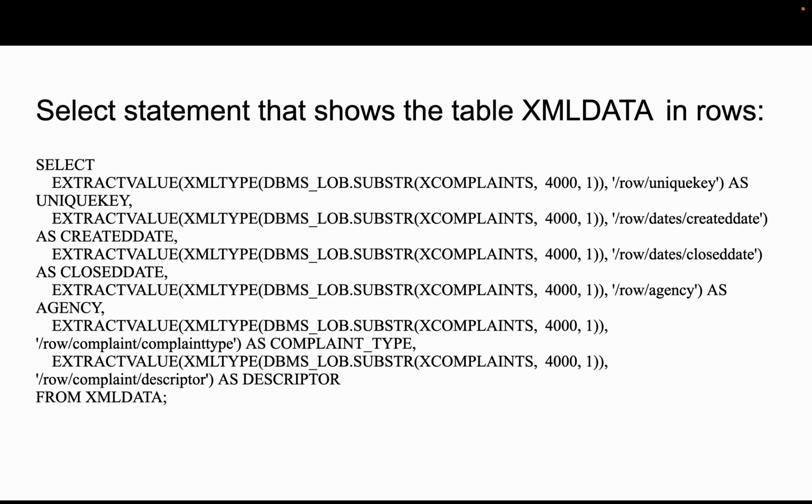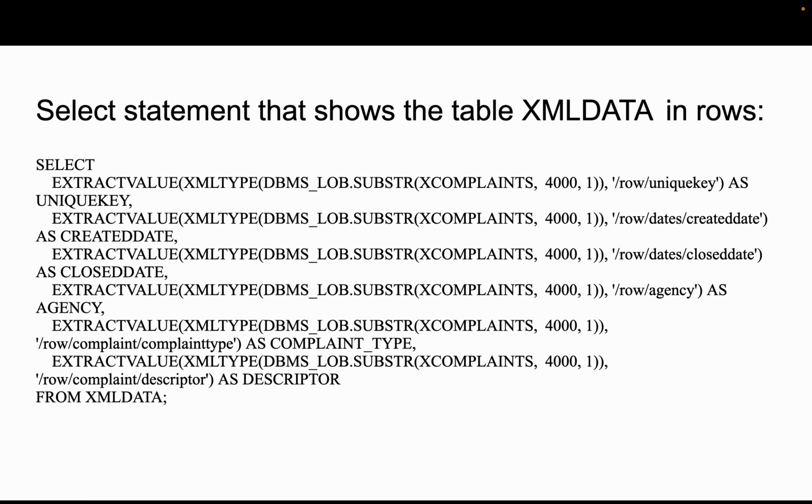So the first query we had to run was a select statement that showed the table XML data in rows. The first query was going to take all of the data that was stored in the XML format and make it into a clean table with columns that we are able to read. The data is inside XML tags, such as the unique key tag or the created date tag. But since it's all stored as one big block of text in the database, it's not easy to read.